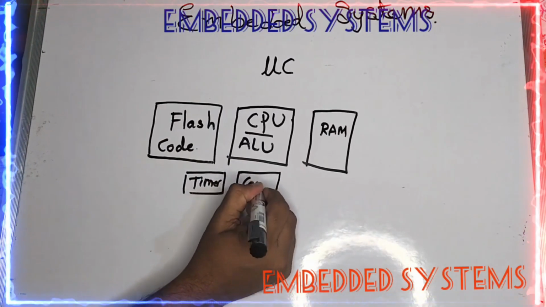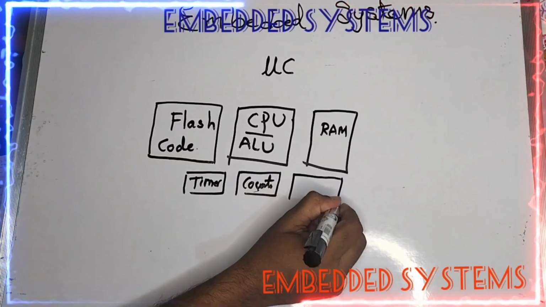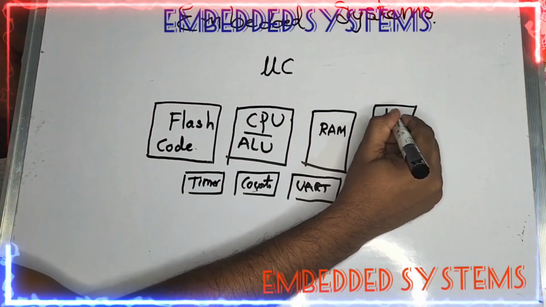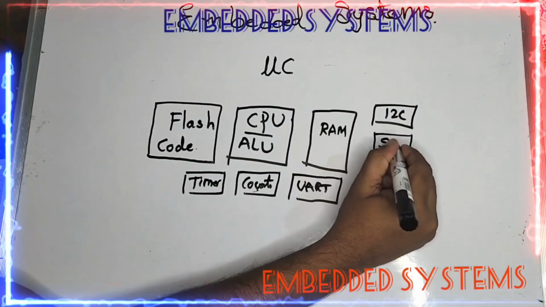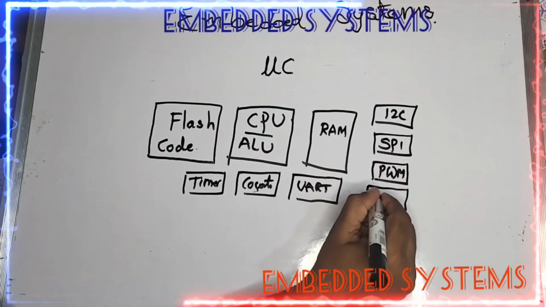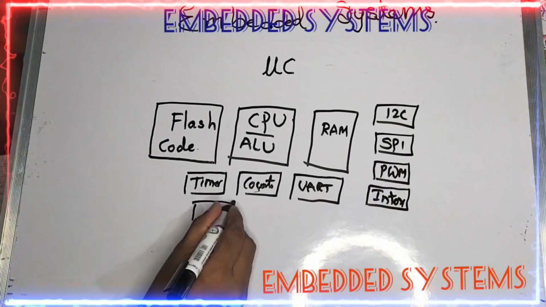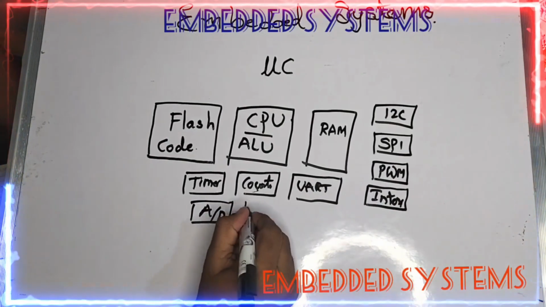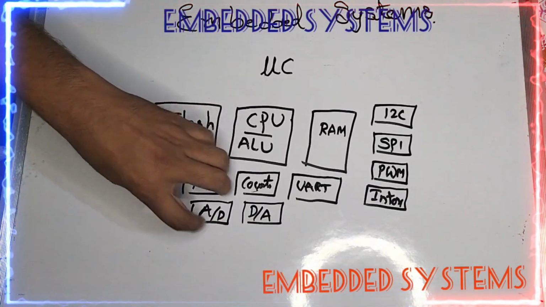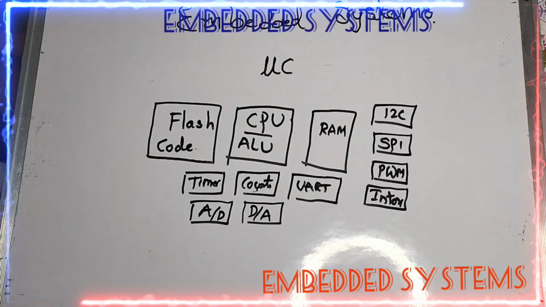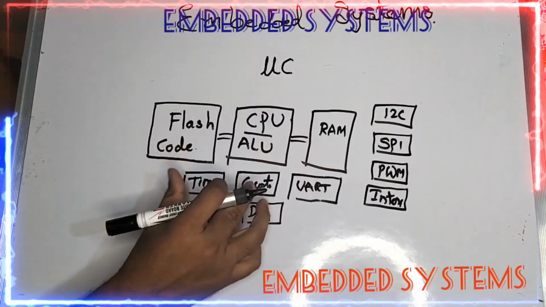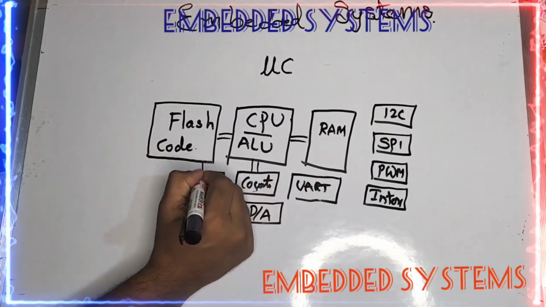A typical microcontroller will contain timers, counters, UART, I2C, SPI, PWM, interrupts, analog to digital converter, and digital to analog converter. These are the main peripherals inside a microcontroller. These peripherals are connected over the bus to the CPU, so it can read and write data towards them.